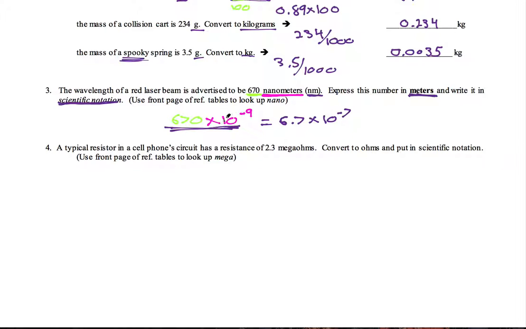Now what did I do there? I moved my decimal point over 2 spaces, right? Made this leading term 6.7, and I changed my exponent because I did that. Now let me try to give you a little bit more intuitive sense of what I did there.